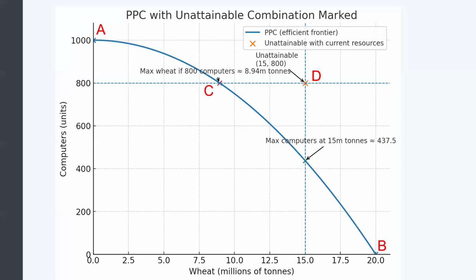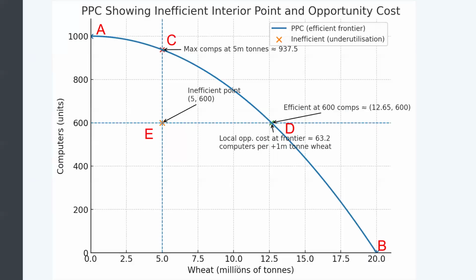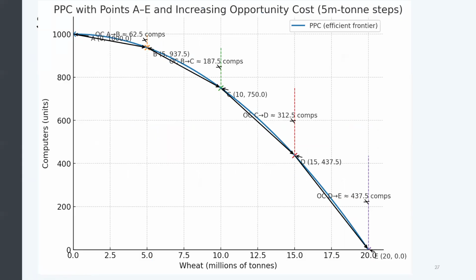Right? We talked about the unattainable, the one that is outside of the PPC. We talked about the efficient, point C, on the PPC. Then we talked about inefficient, point E there, inside of the PPC. So point A, point C, point D, point B, they are all efficient, right? And then point E, that is inefficient because it is what? It is inside of the PPC, right? So now, let's talk about opportunity cost and the shape of the production possibility frontier.